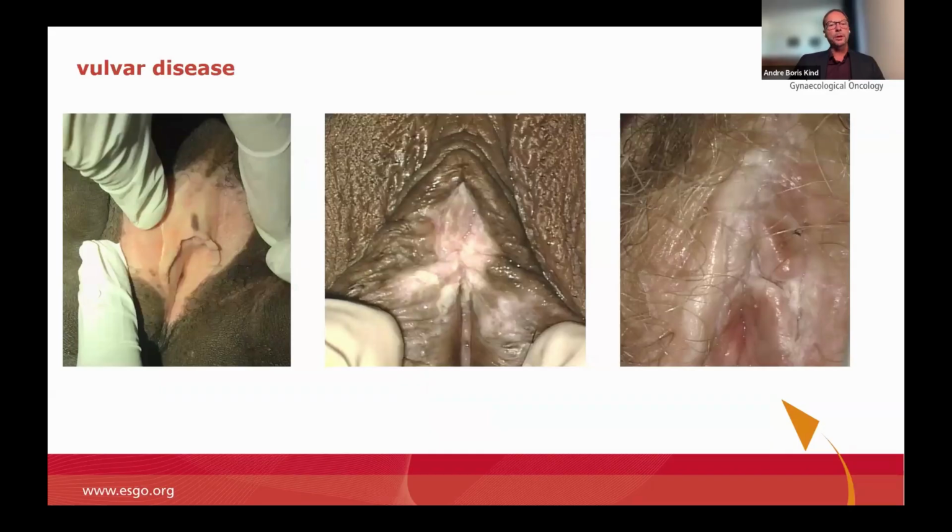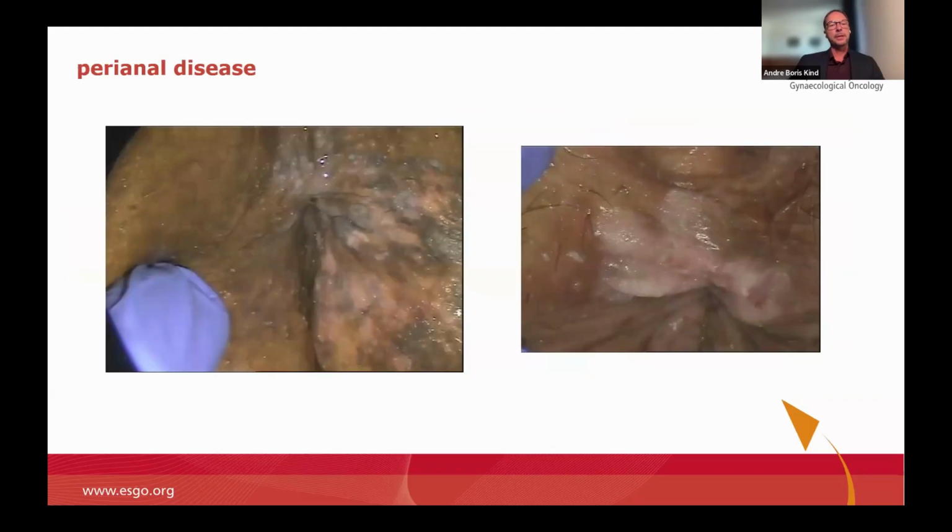So as I told you, we are not looking only at the cervix, we also teach how to look at the vulva. On the left picture, you have a woman with a lichen sclerosus. She additionally has a vitiligo. And on the middle and on the right picture, you have patients with severe dysplastic lesions. The same here in the perianal region. We don't do high resolution anoscopy in our courses.